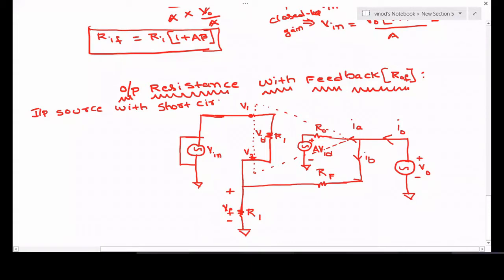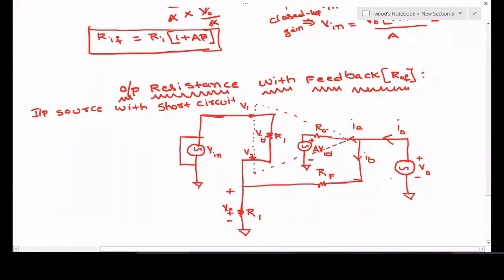So that's why I placed a short circuit across the input voltage that we are applying externally. Whatever input voltage we are applying externally, I have replaced with a short circuit, and I have connected a source whose value is V0, and I am assuming the current flowing because of this V0 is I0.